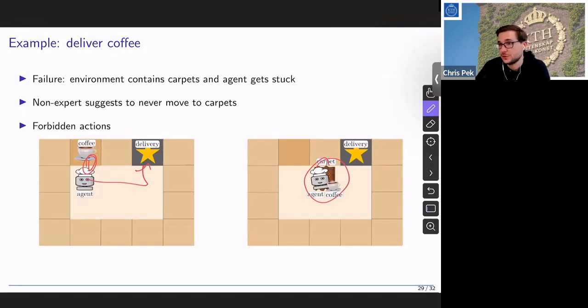So what the non-expert could suggest is similar to your vacuum cleaner. And it's a realistic example because vacuum cleaners get stuck over certain carpets or under tables and so on. You can suggest to your robot to never move to these carpets then. In this case, the framework could automatically synthesize a forbidden action shield, where the human feedback is used to say, oh, every time the robot is on a carpet, we don't execute the action that leads me to the carpet.